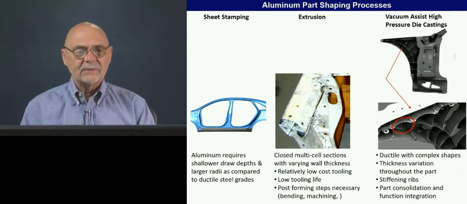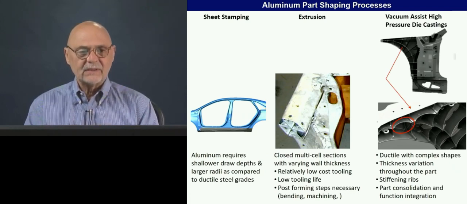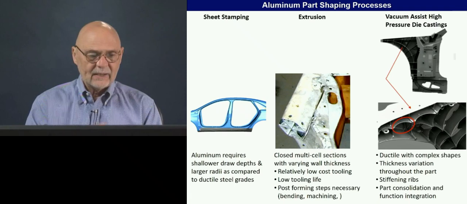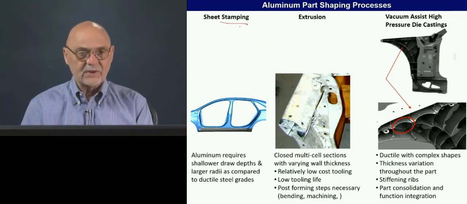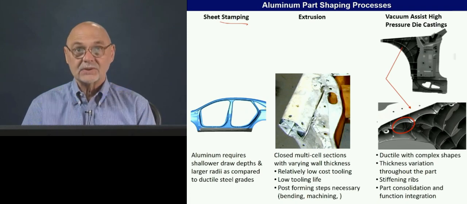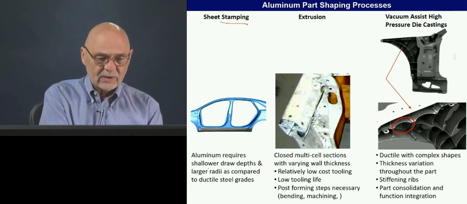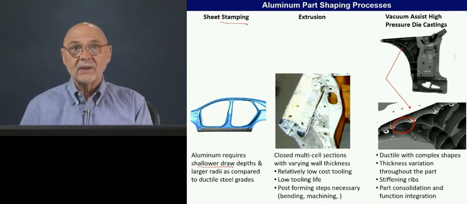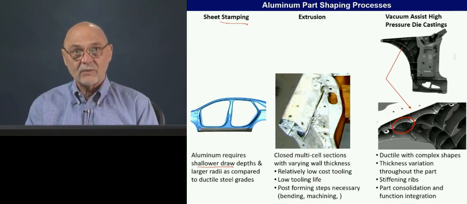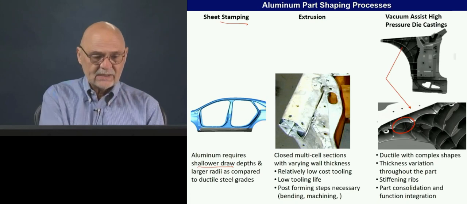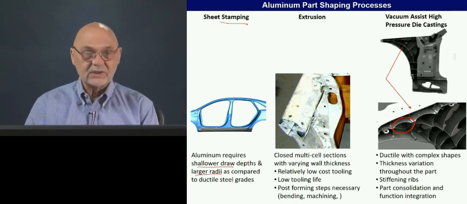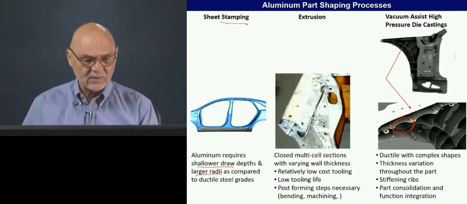So the main highlight of aluminum is how do we get the shapes. There are many parts that are stamped in a process very similar to steel. Although aluminum requires shallower draw depth, it isn't quite as formable. It doesn't have quite the elongation that steel does, and we need gentler shapes, things like larger radii.